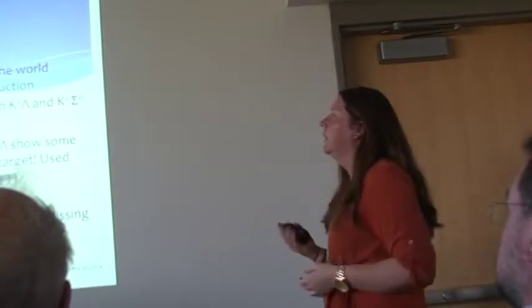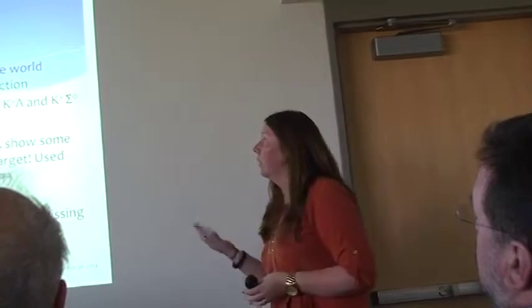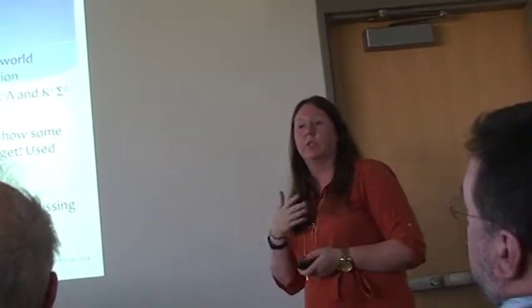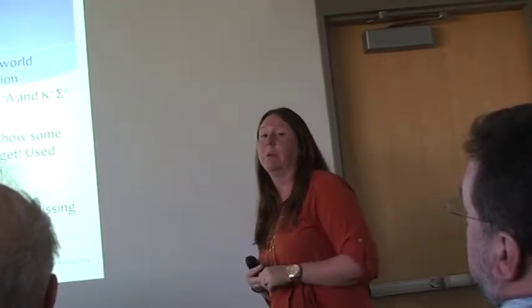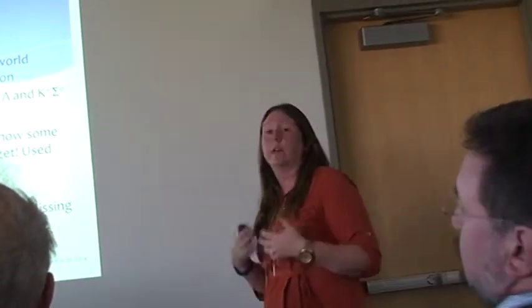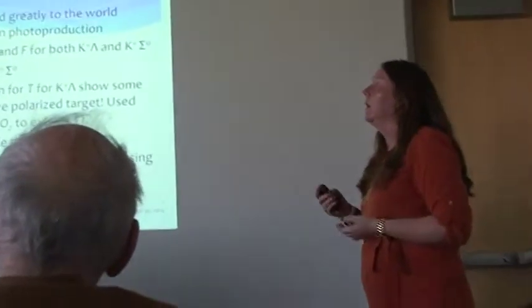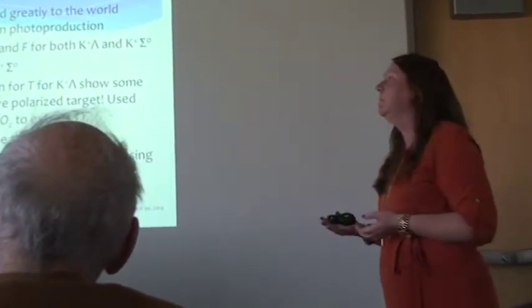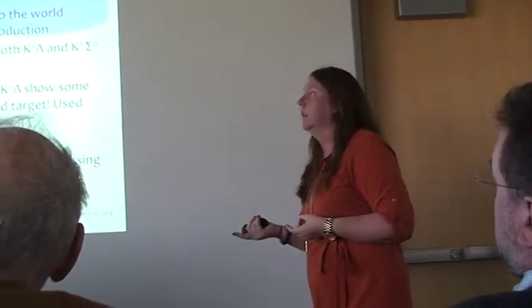So, now I will make some concluding remarks. In conclusion, these new FROST results will greatly add to the world database, which needs more kaon photoproduction data. I previously showed you these 16 observables, and maybe 4 have actually been published. So there's a lot of work that can really be gained by publishing this data. It was the first result of its kind for Tx, Tz, and F for both K plus lambda and K plus sigma naught, and it's the first result of its kind for T for K plus sigma naught.